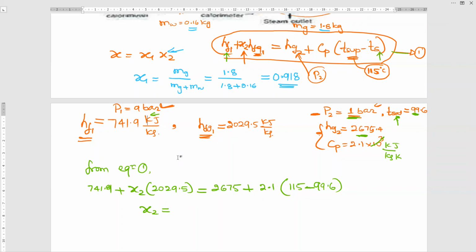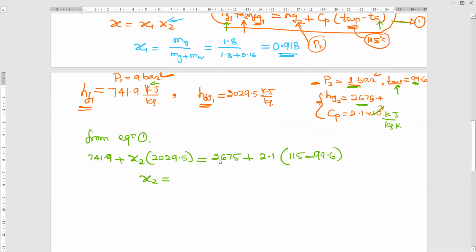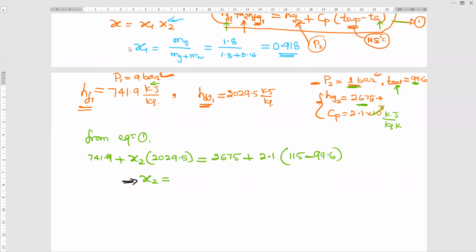How much is the value of X2? And keep in mind, it should always be less than 1. 0.968. Okay, yeah, this is the X2 value.